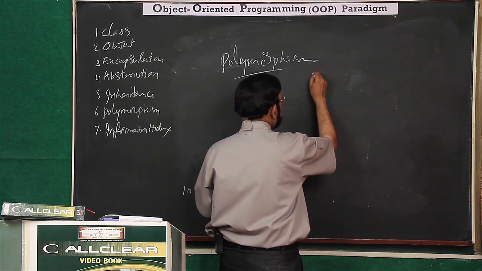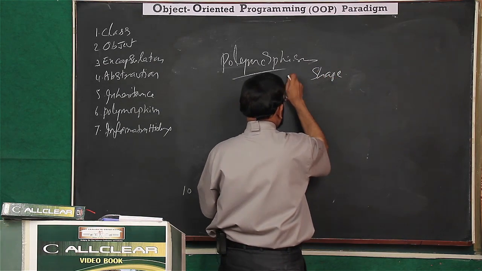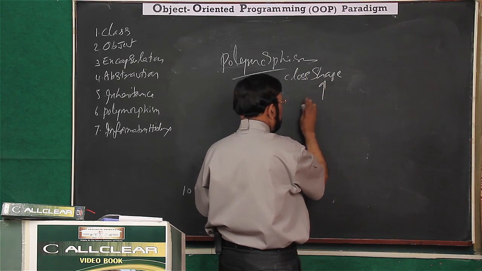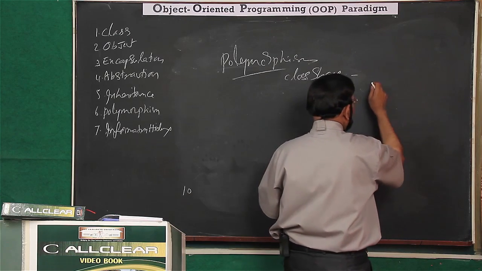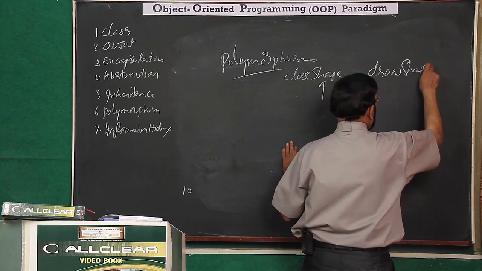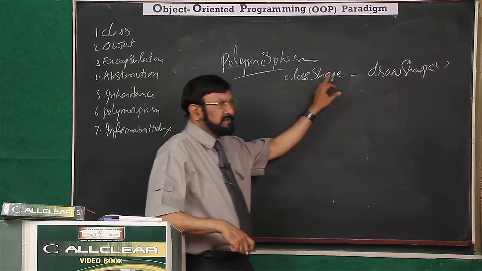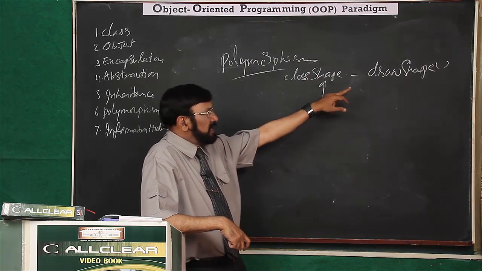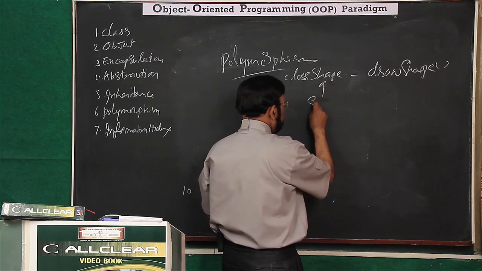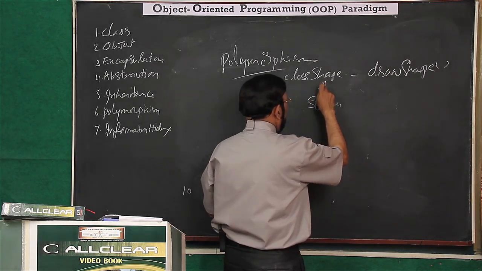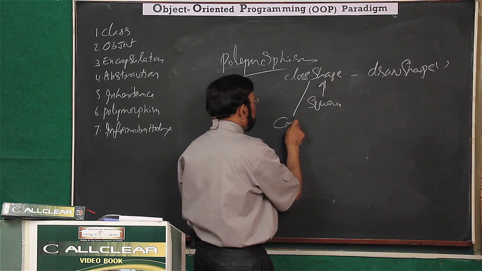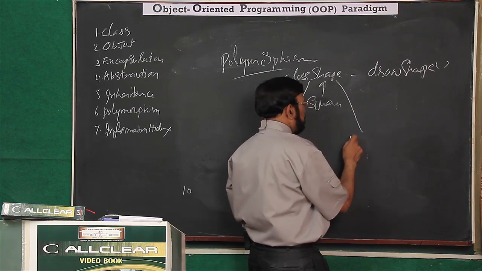Suppose one class name is shape, and the shape class has a function, draw shape. So the shape class is the superclass, and it has one function called draw shape. From this you derive a subclass, its name is square, and you derive another subclass, circle. You derive another subclass, triangle.